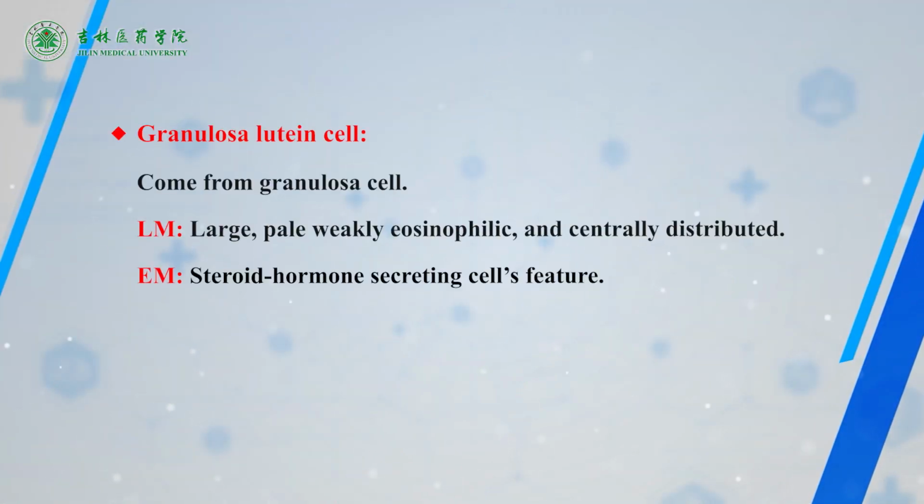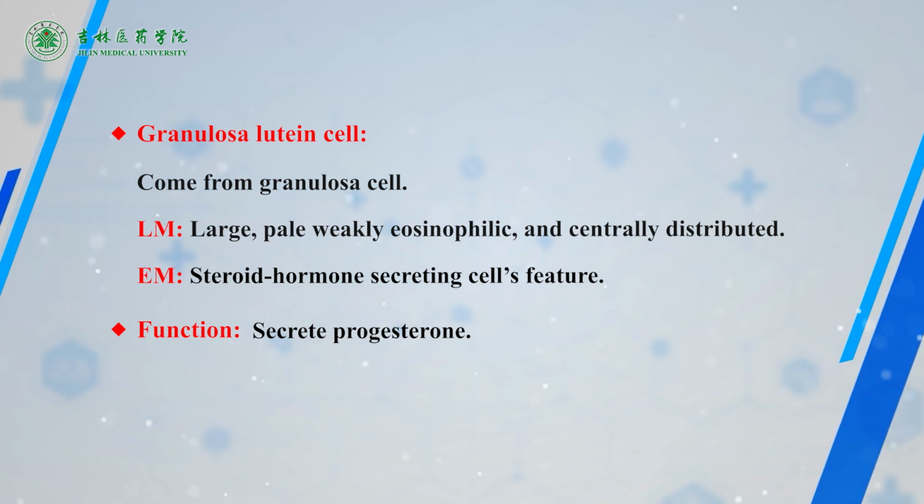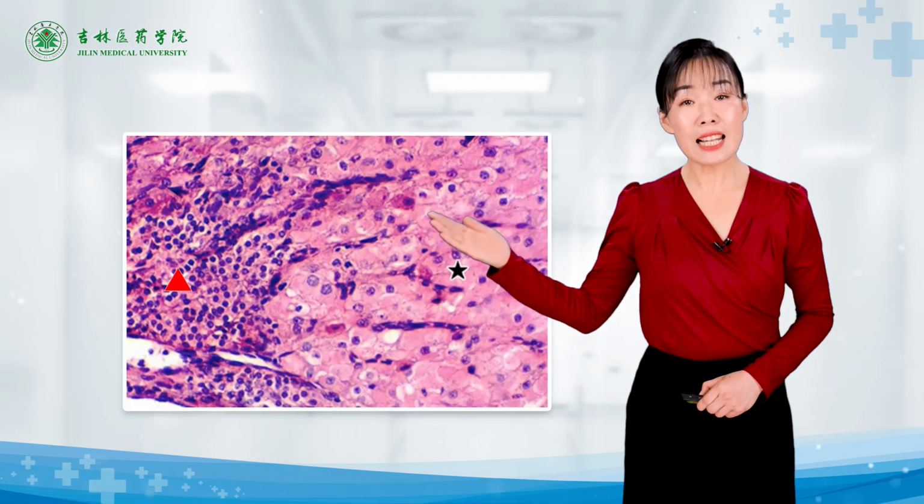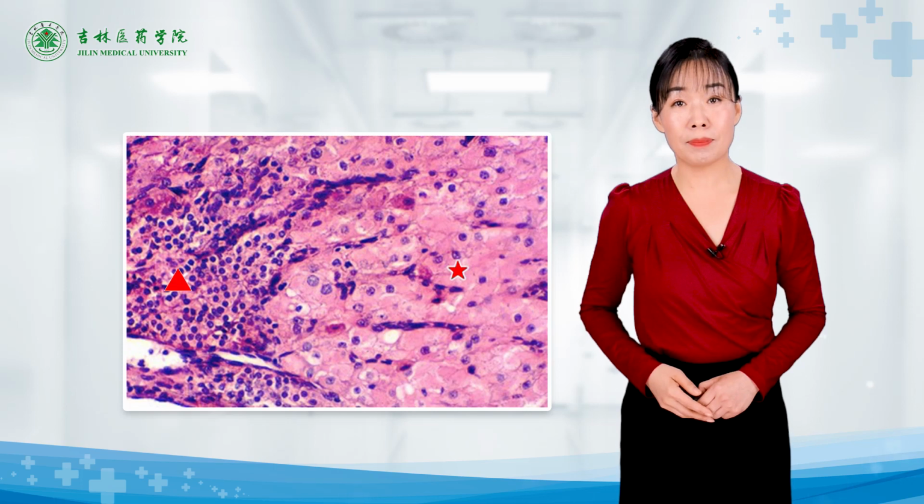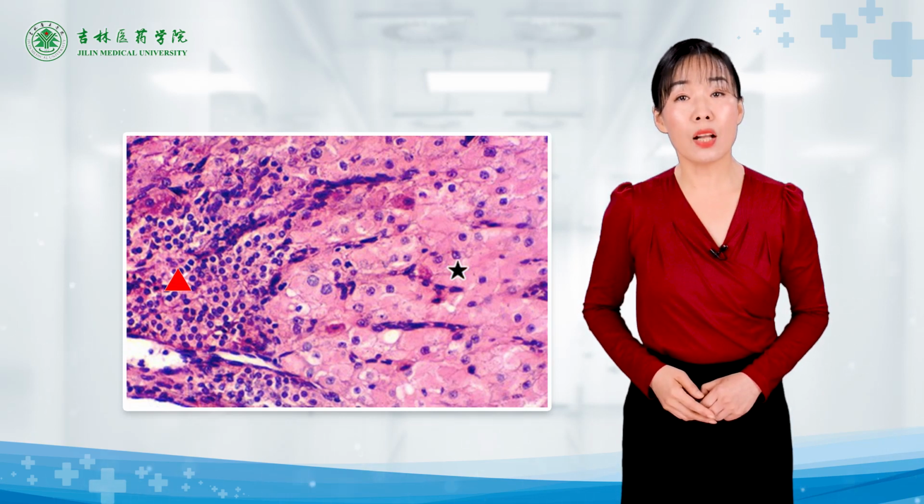The granulosa cells increase greatly in size and make up about 80% of the parenchyma of the corpus luteum, and are then called granulosa lutein cells. The cells are large, pale, weakly eosinophilic, and centrally distributed. They have steroid hormone-secreting cell features and secrete progesterone. In this light micrograph of the corpus luteum, the star shows the granulosa lutein cells.